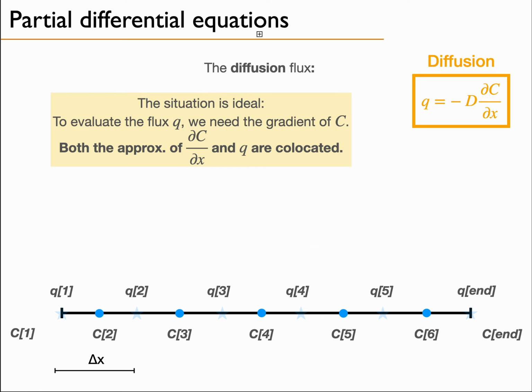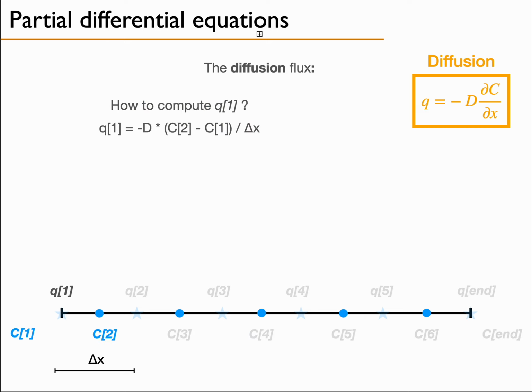Now the diffusion flux. For the diffusion flux, the situation now is ideal. Both the flux q and the gradient of c, they are living at the same place. So if we take a gradient of c, so we make c2 minus c1 divided by delta x, the value will be located at the center, at the same place where we need to evaluate q. So let's have a look. q1 is c2 minus c1 divided by delta x times minus D. This ends at the correct location.